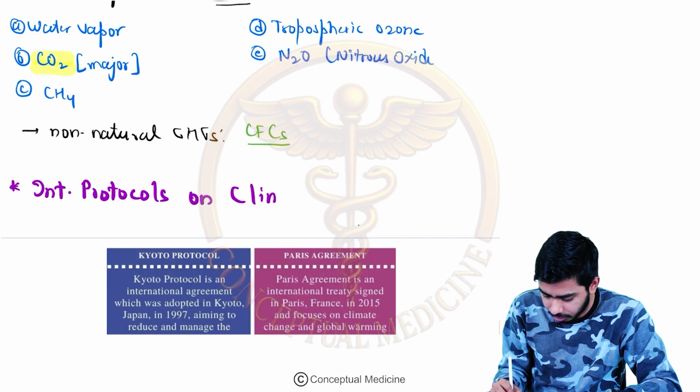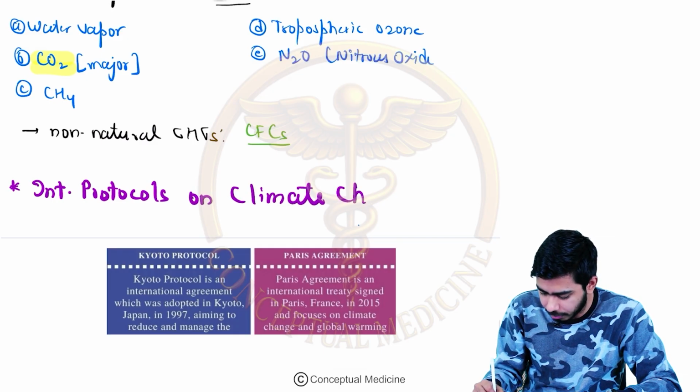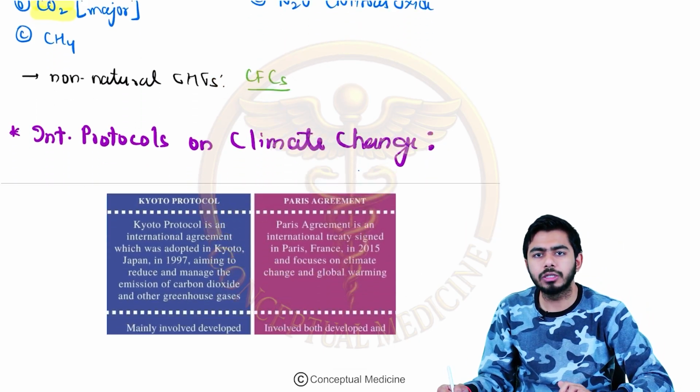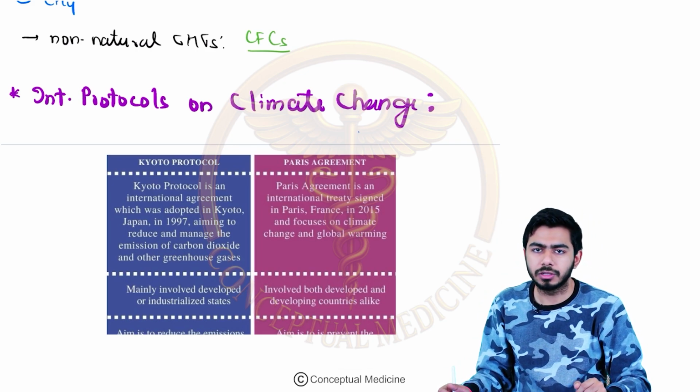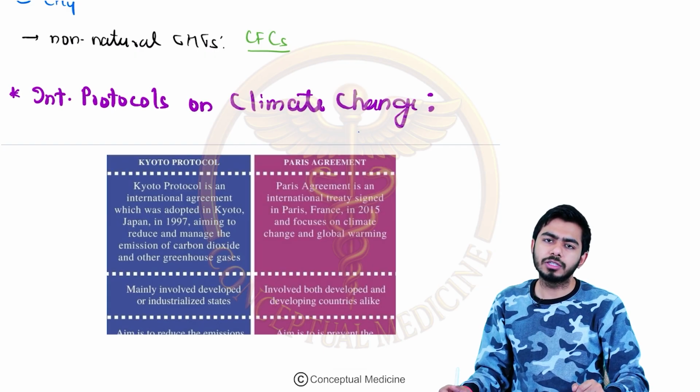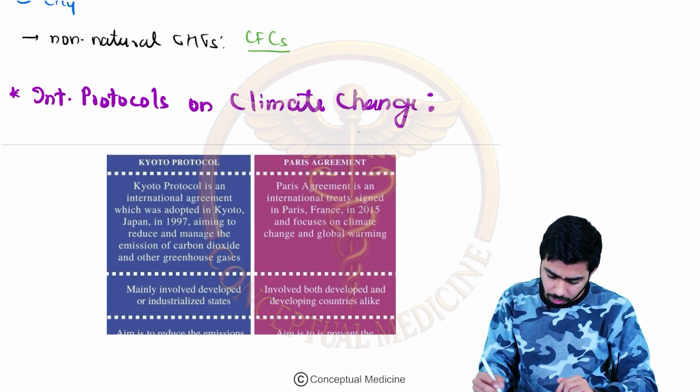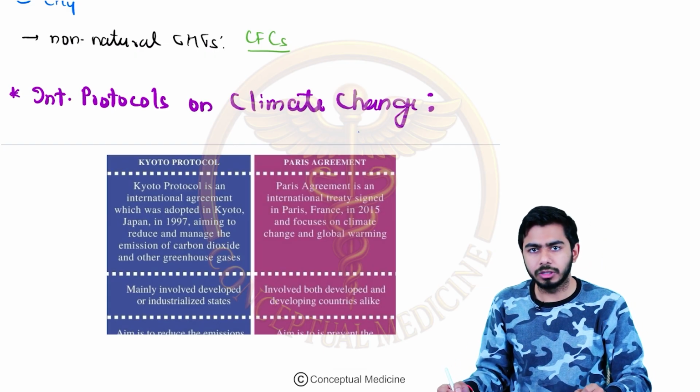on climate change. So two very popular ones came into the picture. One is the Kyoto Protocol, which was actually the agreement from Japan, right? And another one was Paris, that is in France, right? And one more is there, that is the Montreal Protocol. So what are these protocols? Let's talk about them as well, right?